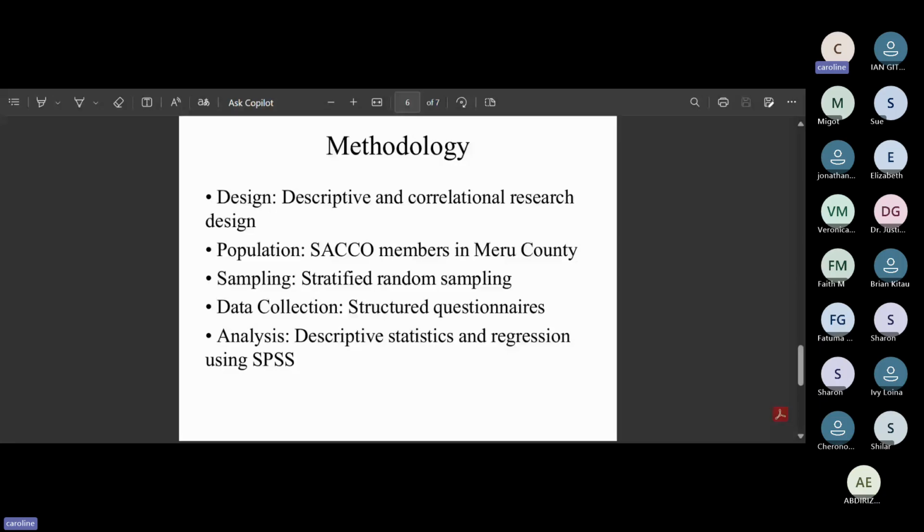Also, my population will be SACCO members in Meru County. The sampling will be stratified random sampling, whereby it ensures fair representation of different SACCOs and avoids bias across rural and urban areas. Data collection will be done through structured questionnaires to the members. Analysis will be descriptive analysis, statistics and regression using SPSS.